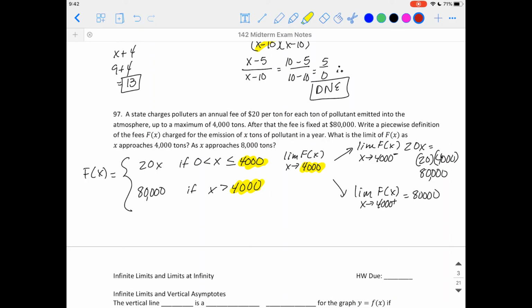Just to make sure that you know that I know that you know where I'm getting this, this one is this one. And this one, I needed to use 20x, coming from the left side. Now, since these two are the same, we can conclude that the limit of f of x as x approaches 4,000 is equal to 80,000.